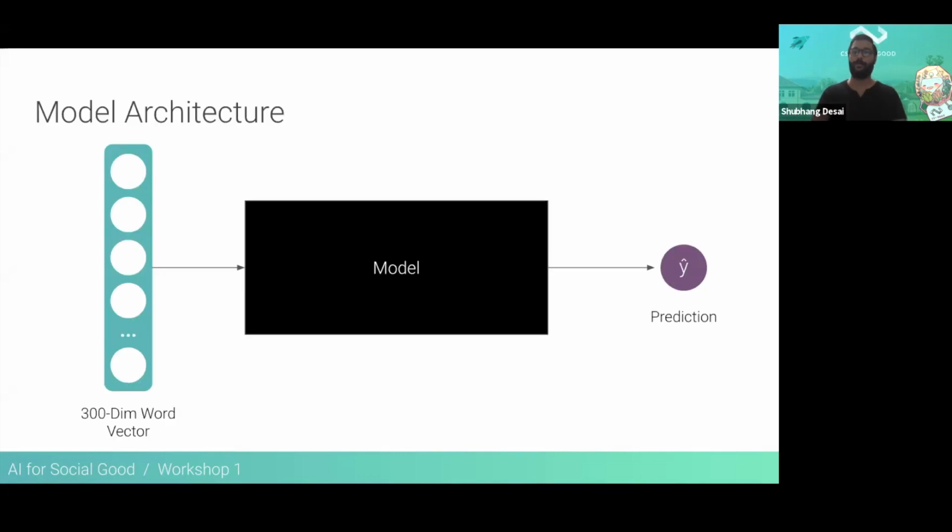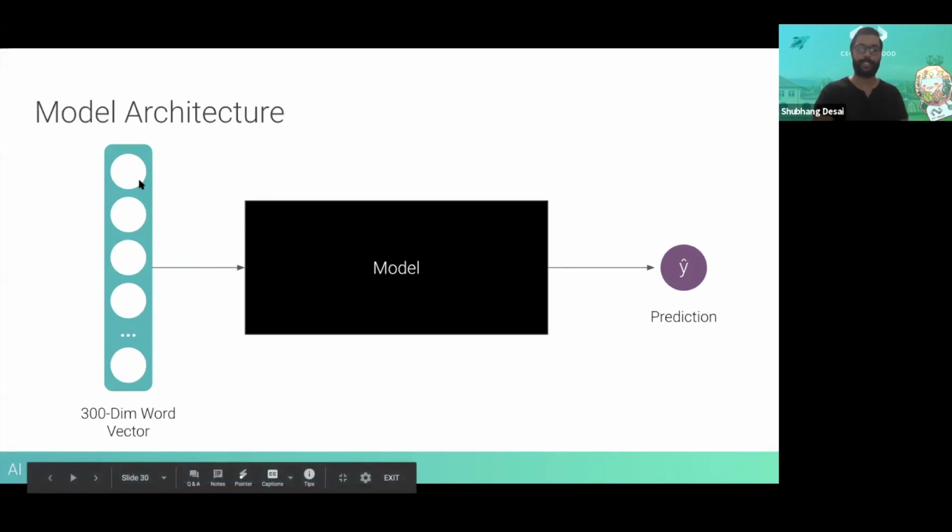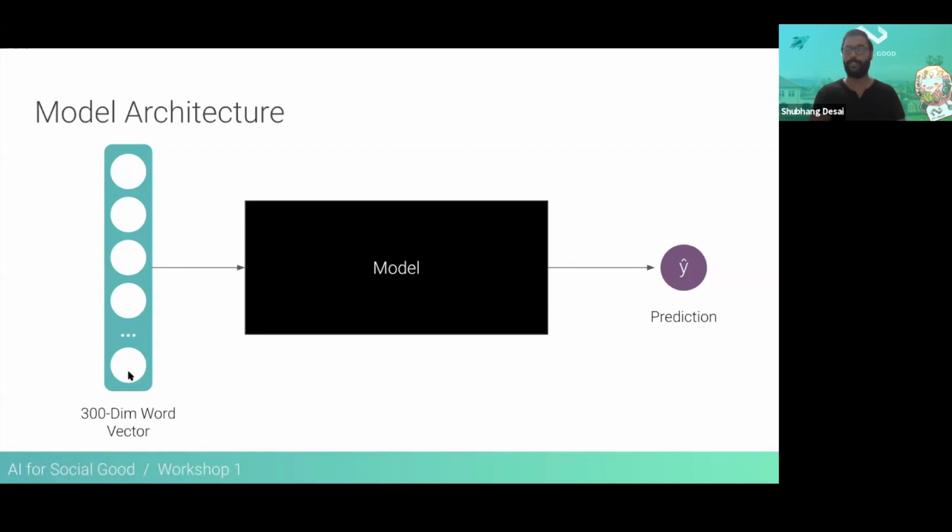So here's our model architecture. We have this 300-dimensional word vector. Let's act like each of these white circles is a number. I have left out all 300 circles, but you can act like they're there. We're going to pass it through a model. Right now it's a black box because we don't know what it is. And we're going to look for y hat, our prediction.